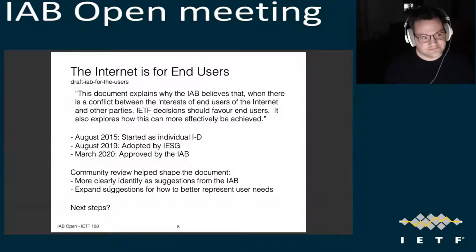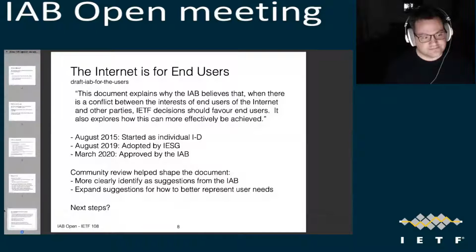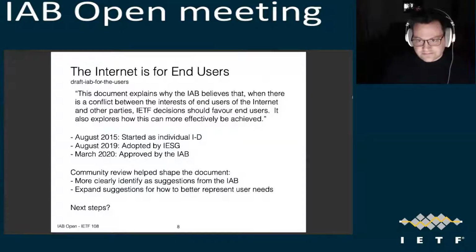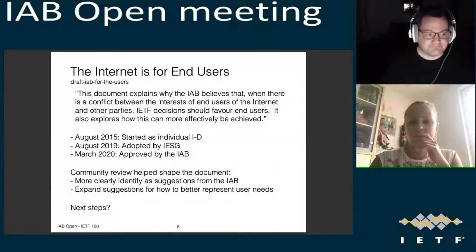Okay, can I say something? I'm curious, this internet for end users, what does it mean? It has been used for end users since day one, so what is special here? It is trying to establish how we consider end user needs and to what degree we consider end user needs in making decisions, especially when they're in conflict with other stakeholders. So I'd encourage you to read the draft if you haven't already. Okay.